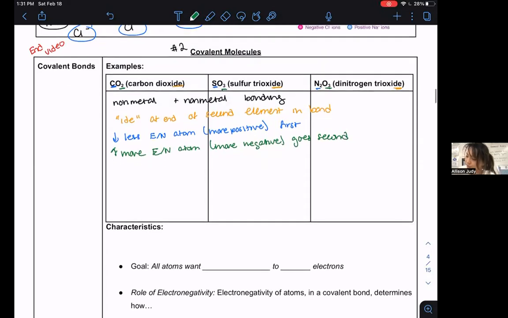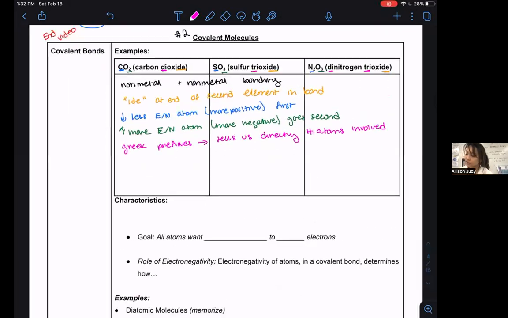You also should notice something really interesting is that in the name, you're seeing what we call these Greek prefixes. You're almost seeing us tell you the amount of atoms in the molecule, which we didn't do with ionic. So you see the use of Greek prefixes, and it tells us directly the number of atoms involved. All right. So that's some of the patterns that you might have seen. All right. And so let's get into the characteristics of covalent bonding.